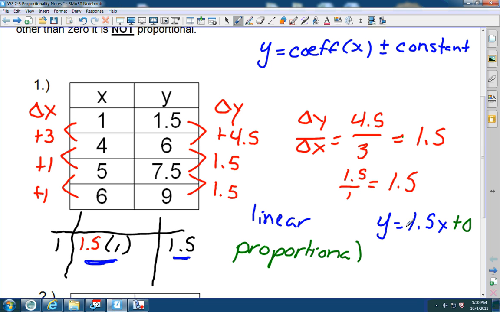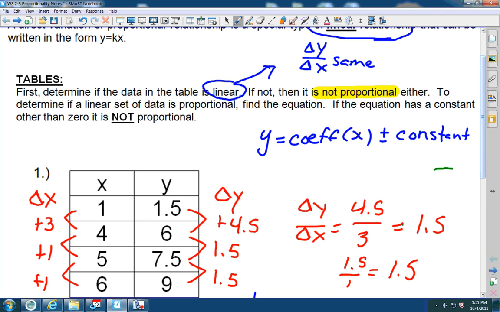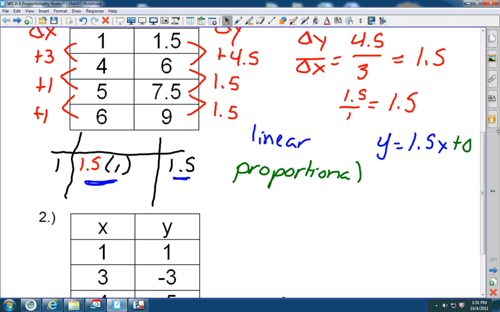So that means that my k, because remember up here at the top, it says in the form of y equals kx. Let's try and get my pen here so I can move it down. There we go. I have y equals kx. Well, k equals 1.5. And we'll worry about what to do with that later.